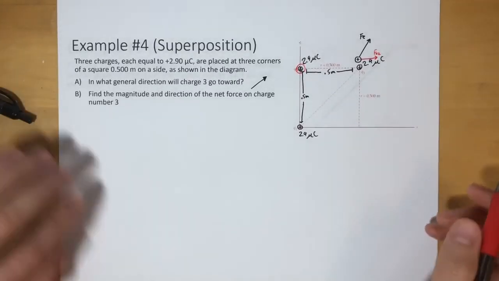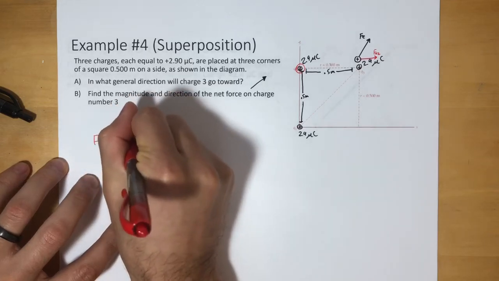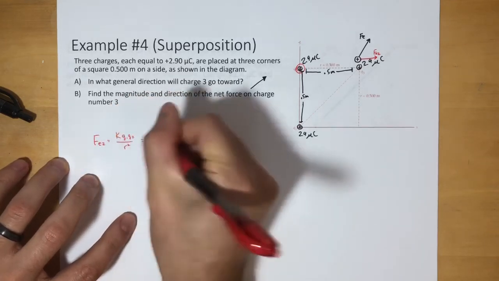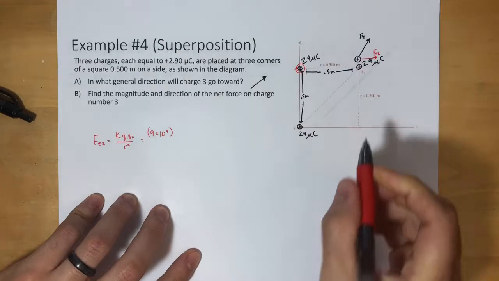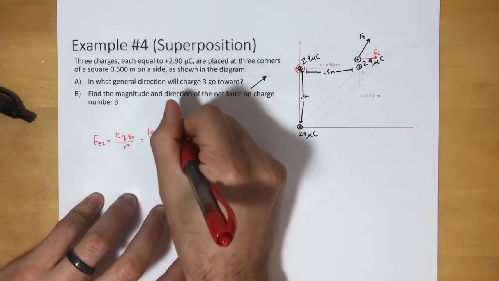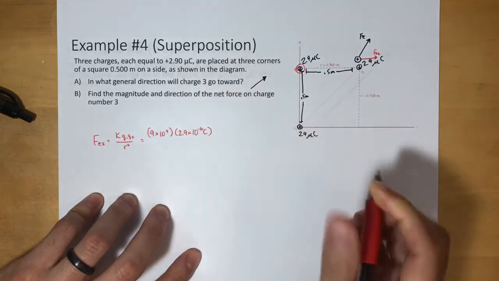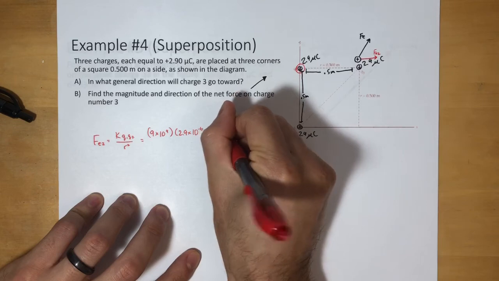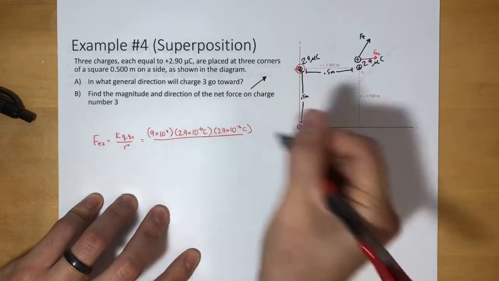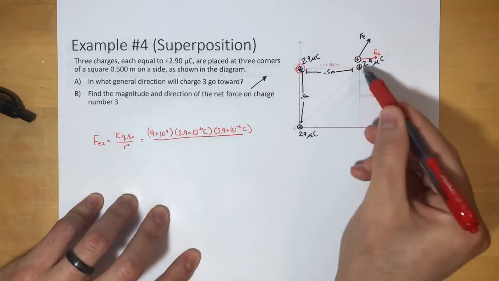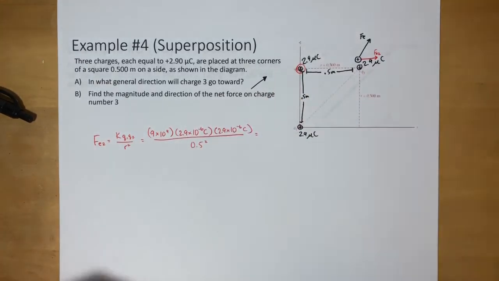I guess force of electricity 2. So force of electricity 2 is equal to k Q1 Q2 over r squared, which is going to be equal to 9 times 10 to the 9th, that's k, Q1, which is this one here, 2.9 times 10 to the negative 6 coulombs, and this one here, 2.9 times 10 to the negative 6 coulombs. And then they are a distance of 0.5 squared apart. Okay. So I'm going to put that into my calculator.